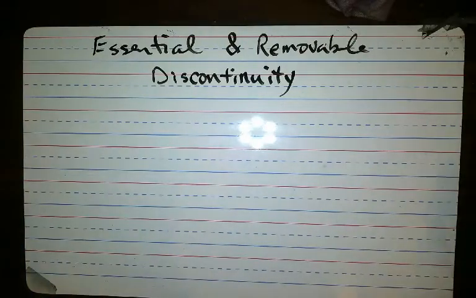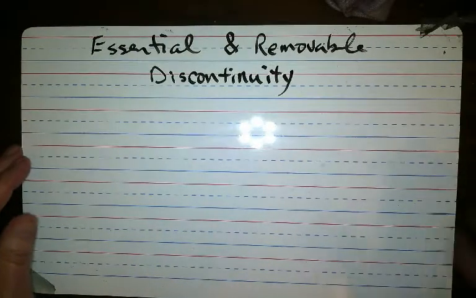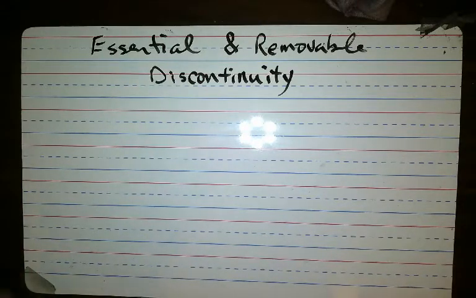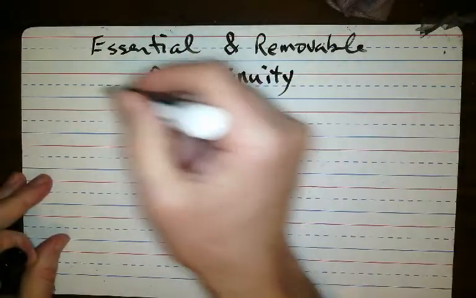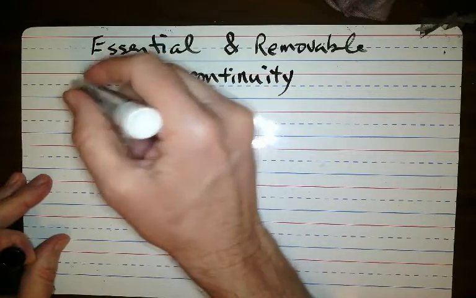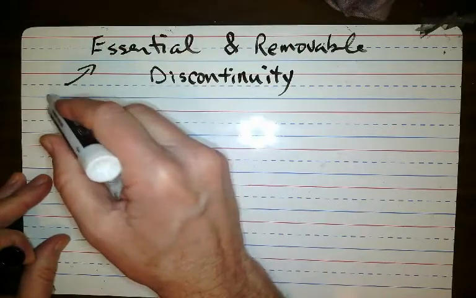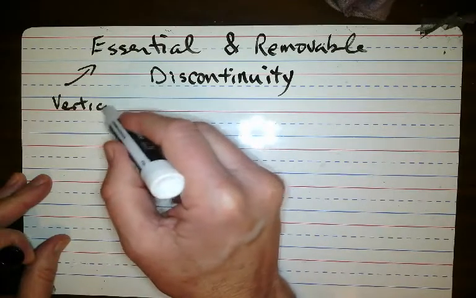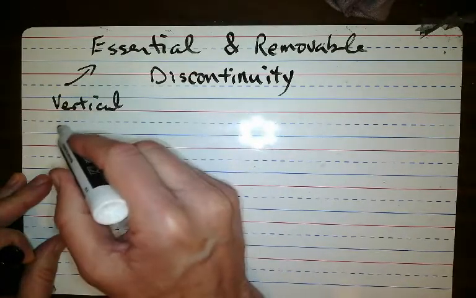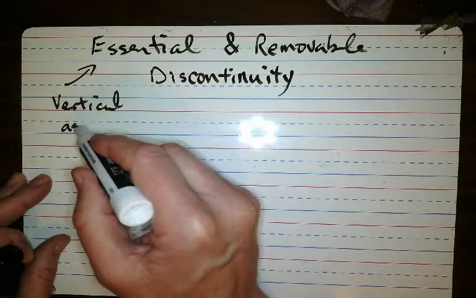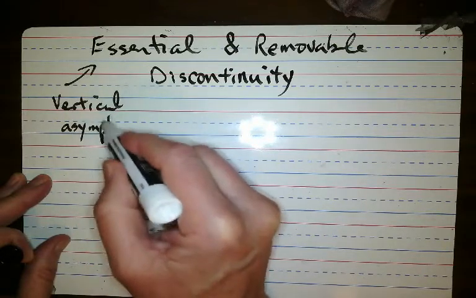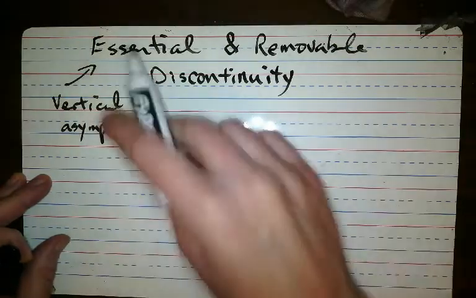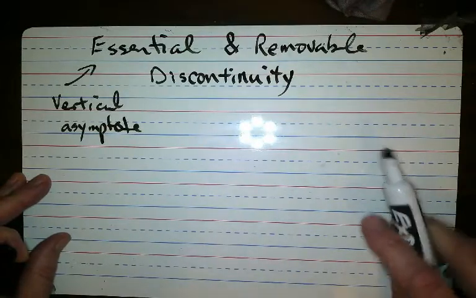Hey, today we are learning about essential and removable discontinuities. What the heck is that? Well, we have done these before because these are just the vertical asymptotes. An essential discontinuity is a vertical asymptote, which just means it's not removable. You can't get through it.